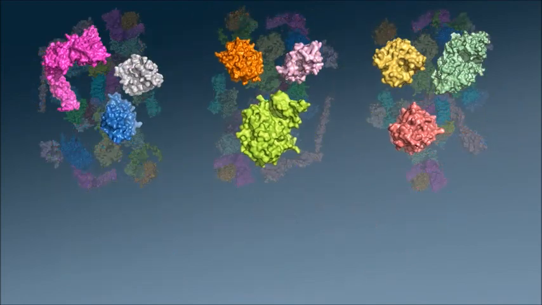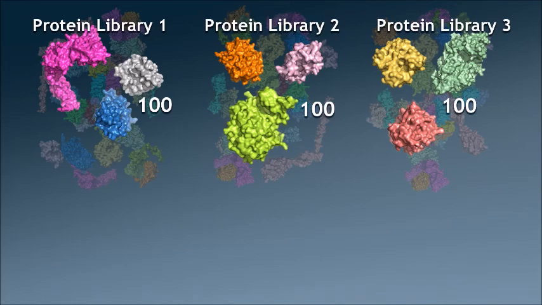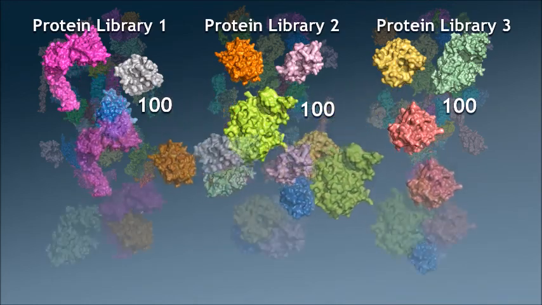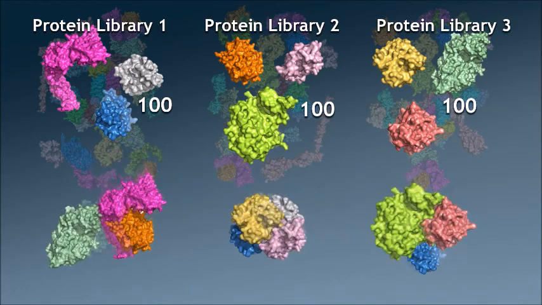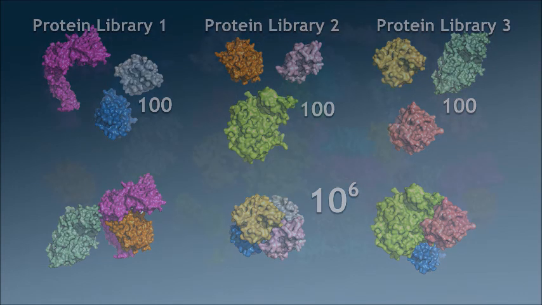Let's take a look at a simplified example. Assume we have 3 protein libraries, each containing 100 proteins. The proteins can all form trimeric complexes with proteins from the other libraries, giving 1 million possible protein complexes. Our technology will be the only way to test these combinations in a single assay.